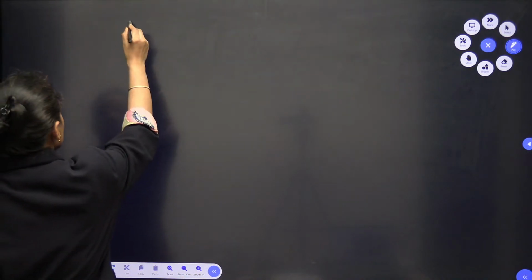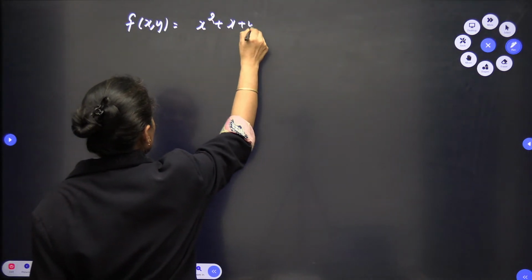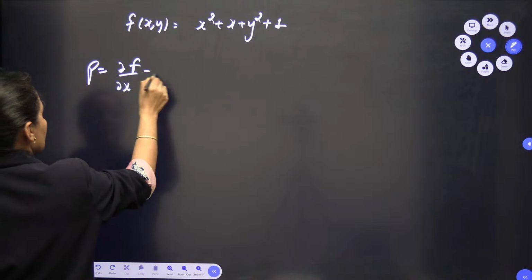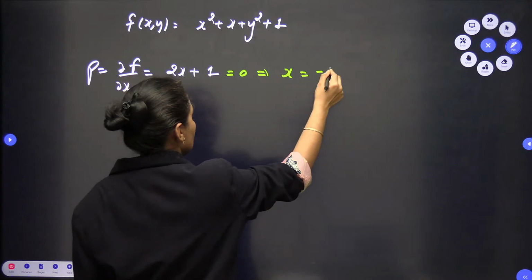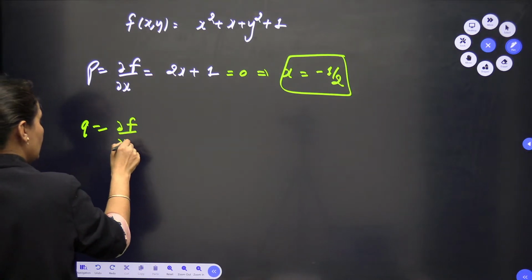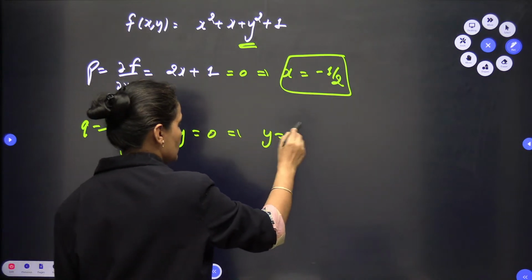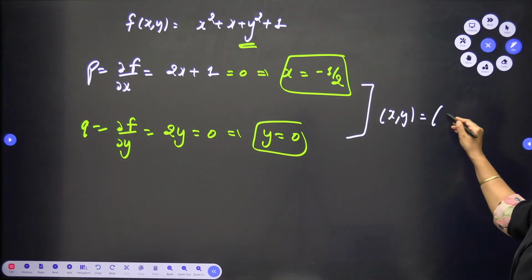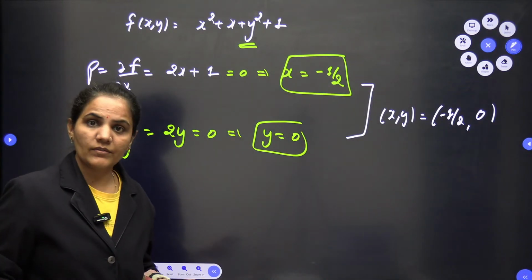The function is given to us very easily. I am writing the function again: f(x,y) is x square plus x plus y square plus 1. Here I need to find p, which means del f by del x, which is 2x plus 1. Putting it equal to 0 gives x equals minus 1 by 2. Then for q, del f by del y is only 2y. Putting it 0 gives y equals 0. So the coordinate of (x,y) we get here is (minus 1 by 2, 0).